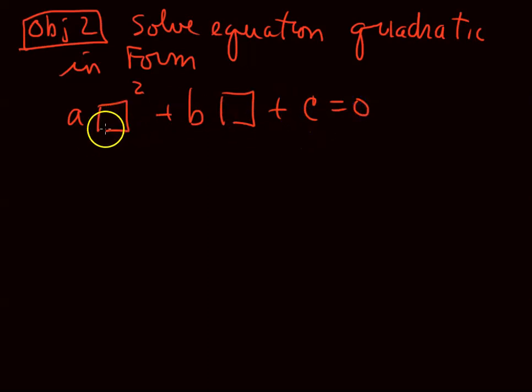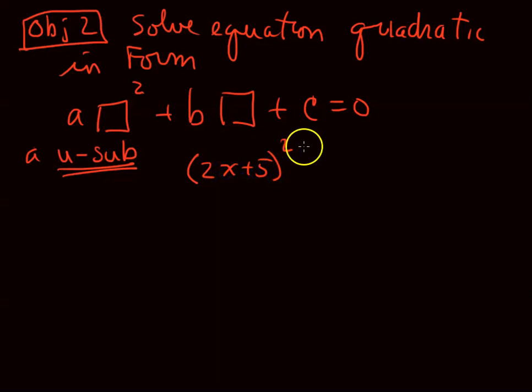And if we can write that, then we're going to do something called u sub. We're going to use a u to substitute for this box. Let me show you what I mean. Suppose you have 2x plus 5 squared minus 2x plus 5 minus 6 equals 0. Well, you think of this 2x plus 5 in that box, and we've got a quadratic. Something squared minus that same something.